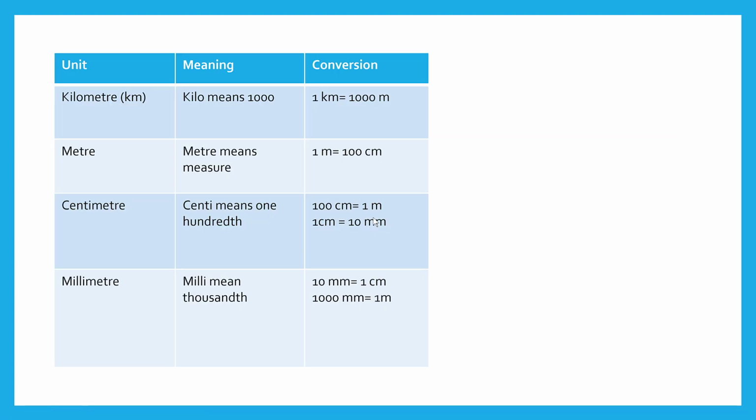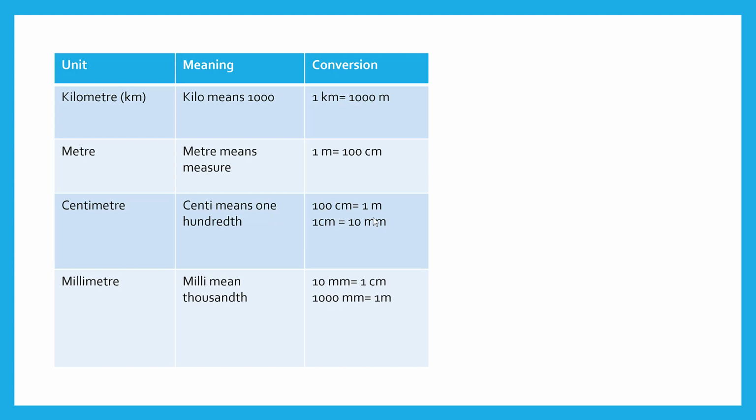Okay, so this is just important to keep in mind. It's a small table to help you remember. 1 kilometer, a kilo means 1,000. So 1 kilometer is equal to 1,000 meters, right? So kilo means 1,000, and meter means meter. A meter is just an old Latin word to mean measure. So that's why they say it's the standard unit of measurement. A meter means measure.